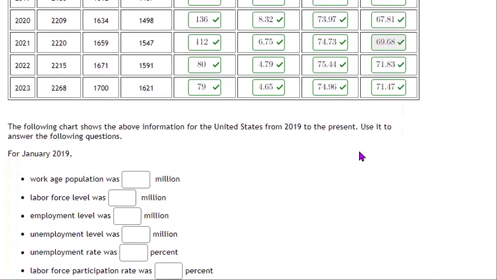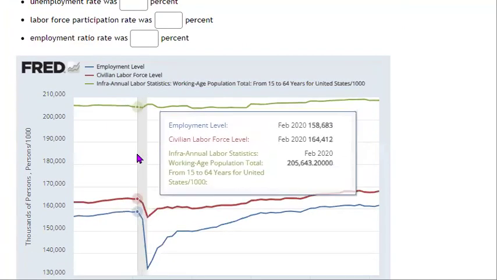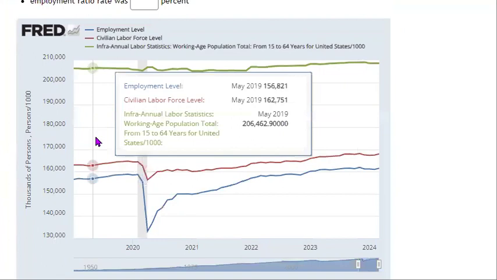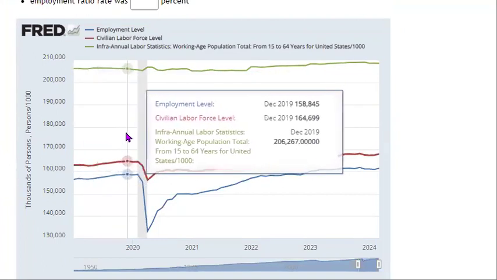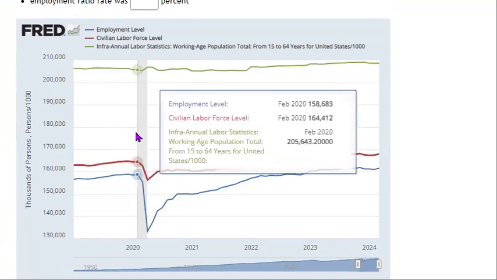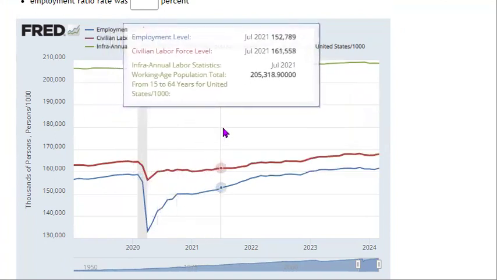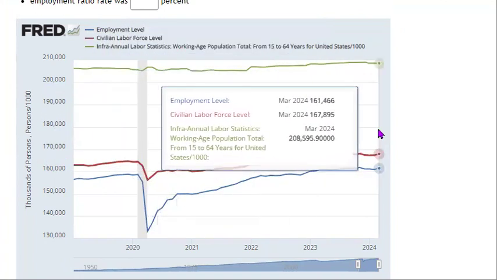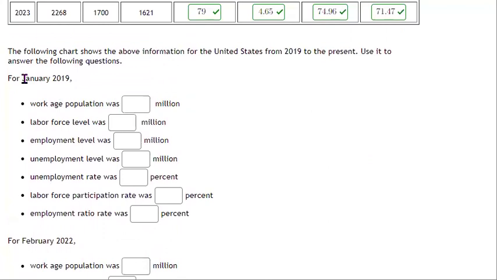Okay, for the following answers, you want to use this data. Now, the cool thing about this FRED graph is I can move through time here, right? This is December 2019. February 2020, I can move through time, right? And it's monthly, all the way up through the end, which is March 2024. So up here, I'm looking initially at January 2019.